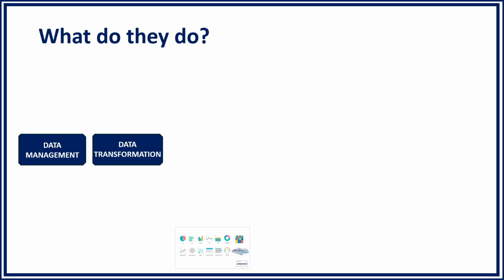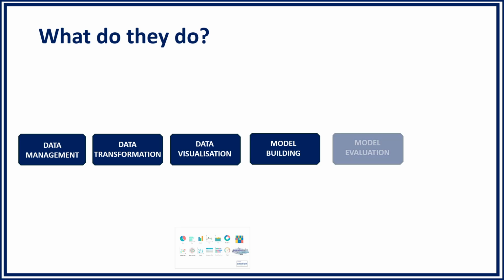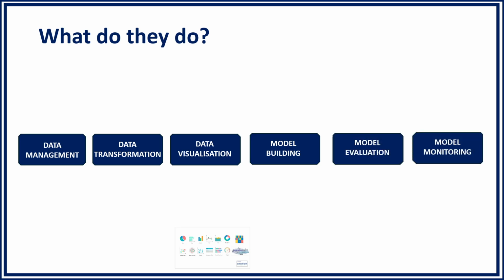So we've talked about what data science is. We talked about who a data scientist is. Now we want to talk about, so what do they do? First of all, I'll just go through, they manage data. They do data transformation. I'll explain them shortly. Then you talk about data visualization. They build models, they evaluate models, and they monitor models.